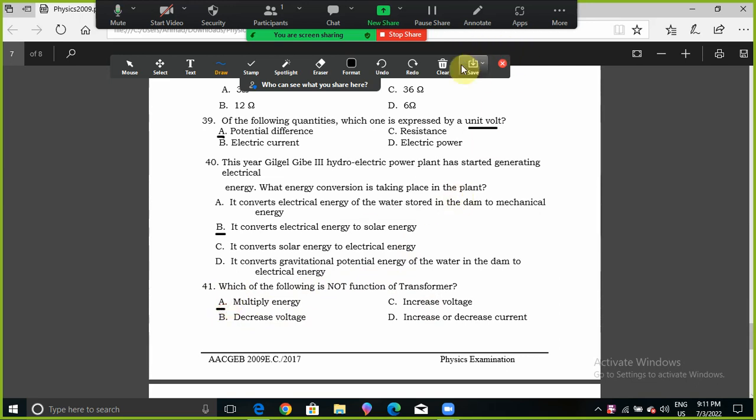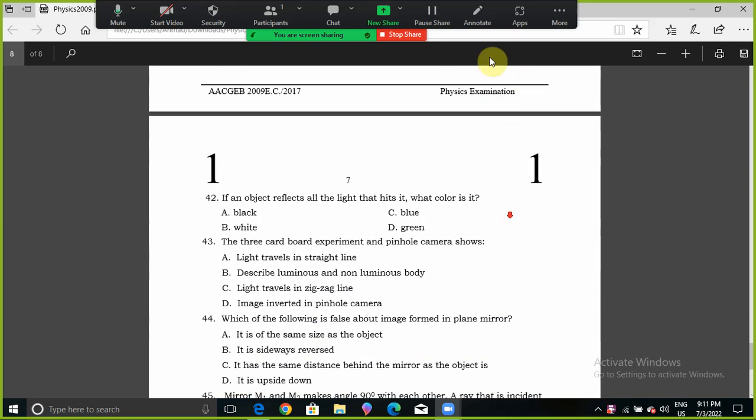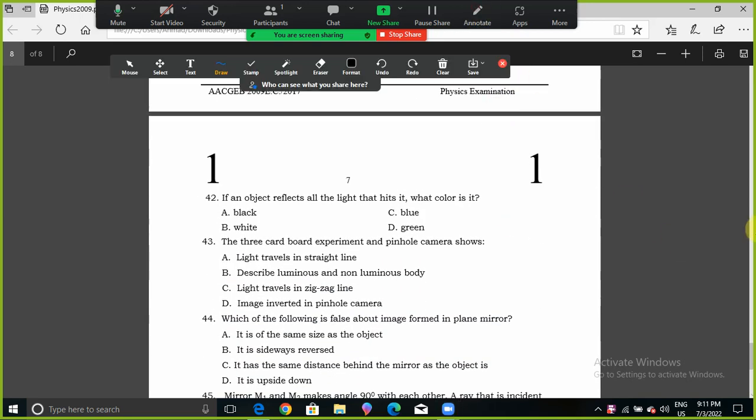Now, in question number 42, it says, if an object reflects all the light that hits it, what color is it? Black, white, blue, or green? He said if an object reflects all the light that hits it, what color will it be? Of course it will be white. It cannot be black, or blue, or green. So that means the answer for question number 42 is B.